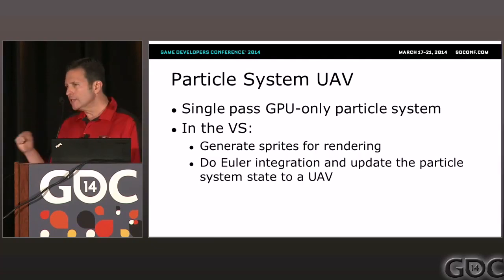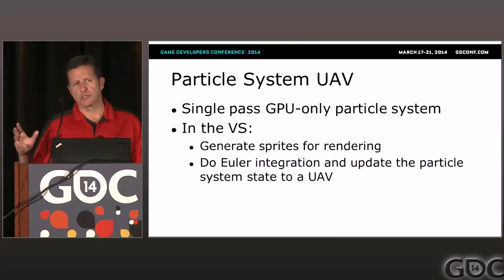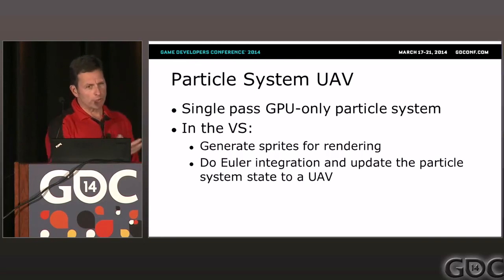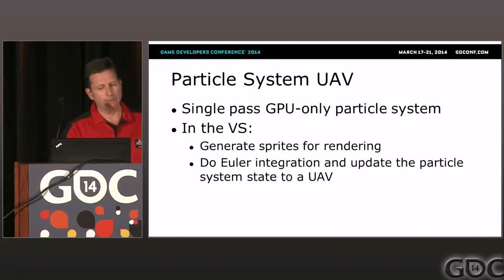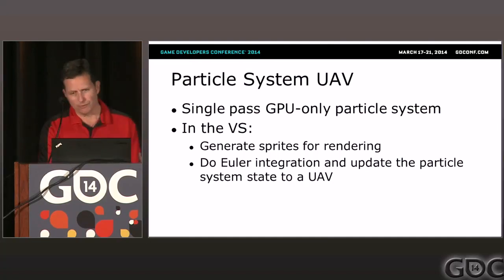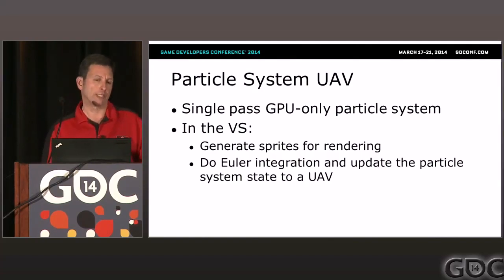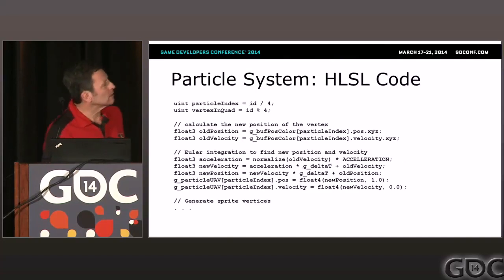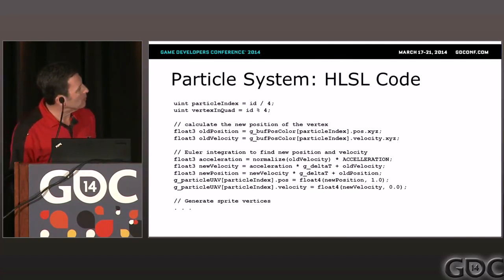Then you use a UAV to store your particle state. So you do your Euler integration in the vertex shader and then save out the state so that for the next iteration, you can have that updated state. And it's all done in the vertex shader. So it's not only a GPU-only particle system, it's almost a vertex shader-only particle system. Here's the HLSL code for doing that.